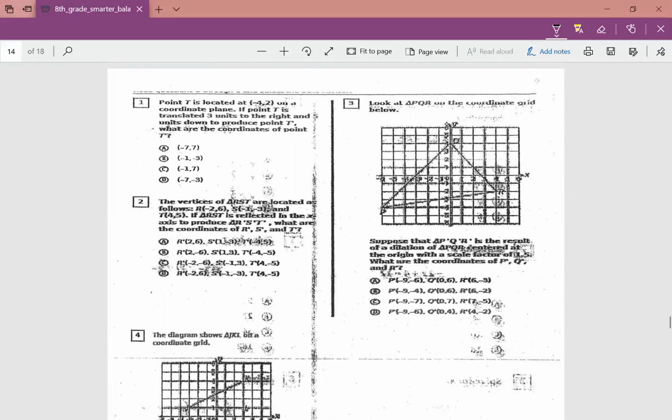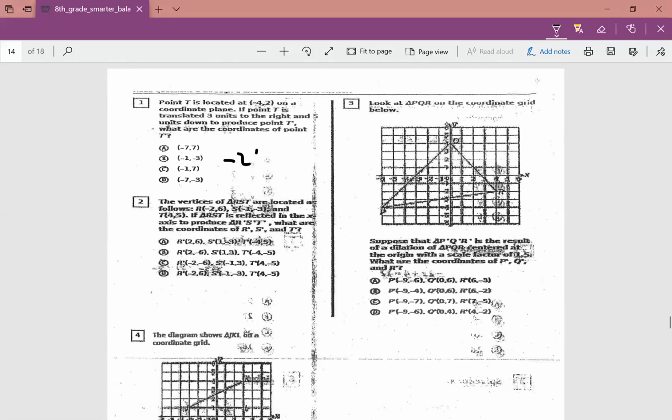Page 14. Make sure I'm on the right one. Okay. Point T is located at negative 4, 2 on a coordinate plane. If point T is translated 3 units to the right and 5 units down to produce point T1, what are the coordinates of point T1? So translating 3 units to the right and 5 units down changes the coordinates of the point. So negative 4, when you're going 3 units to the right, you're going to add 3. And then 2, moving 5 units down, you're going to subtract 5.